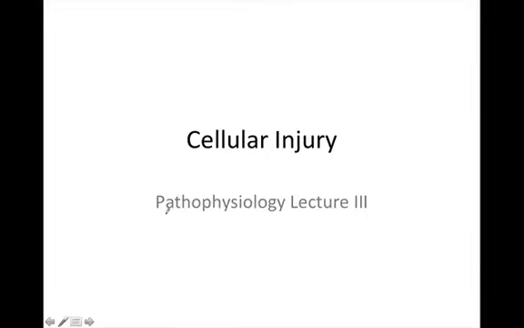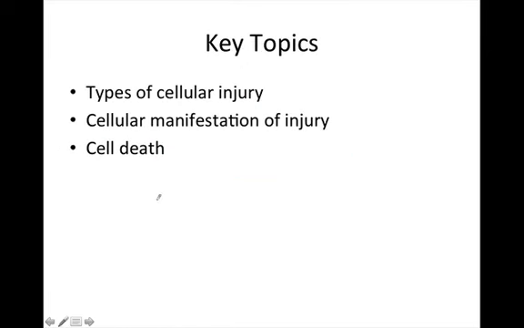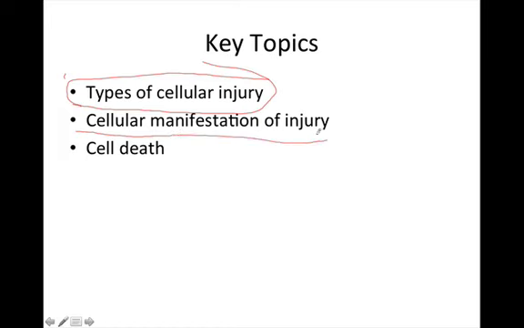Hi there. In this lesson, we are going to focus on some various mechanisms of cellular injury and then talk about some examples that relate to them in this pathophysiology lecture number 3. So on that note, first what we'll do is spend a little bit of time talking about various types of cellular injury, and then differentiating between a couple of very important types of cellular injury that you're going to run into from time to time. And then we need to talk about basically cellular manifestations of injury.